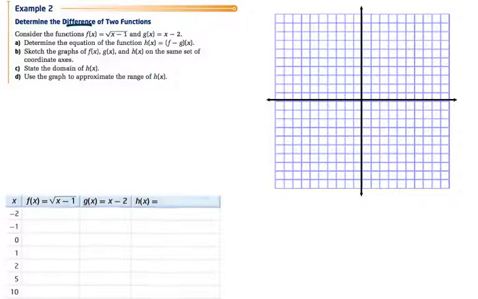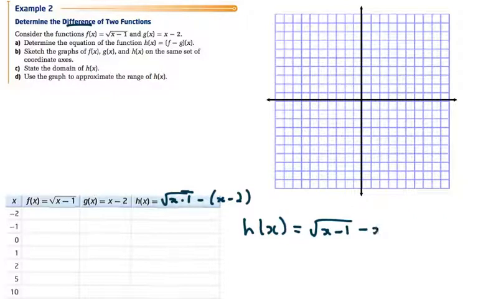So h of x is square root of x minus 1 minus (x minus 2). We have to have the x minus 2 in brackets because we're subtracting the whole function. If we were to simplify that out, we could distribute the negative in, like so.